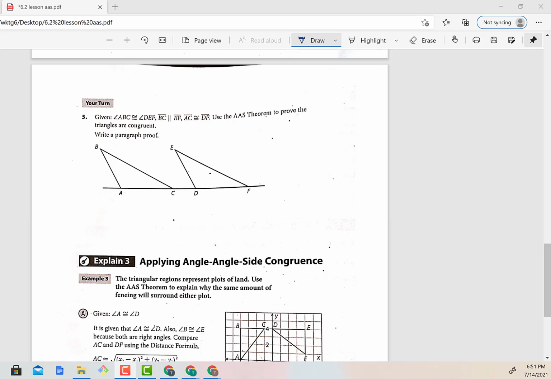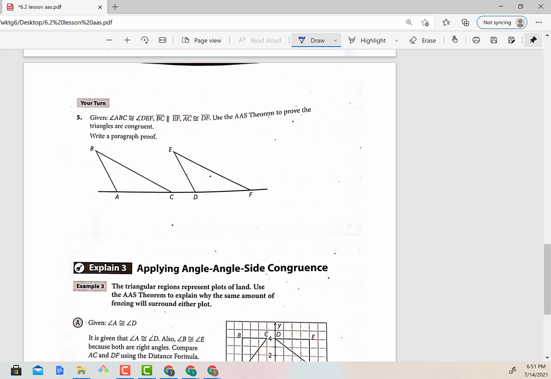So let's look at the your turn number 5. Couple pages. It says given angle ABC is congruent to angle DEF. So find angle ABC and find angle DEF and know those two angles are congruent.